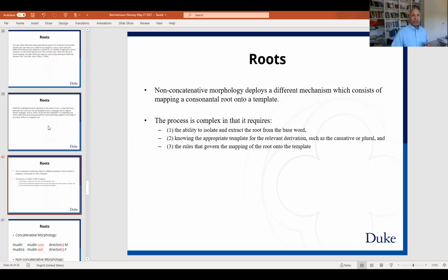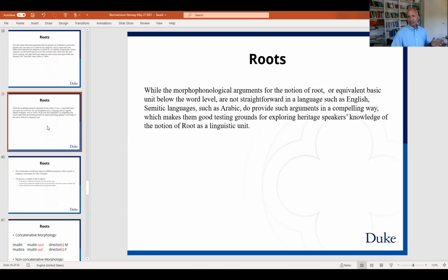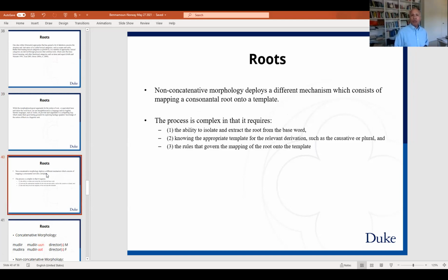Here are some things when you look at the roots. Arabic, as you know, has these systems: concatenative, non-concatenative. But if you want to derive an Arabic word, you need three things, at least. You need the ability to extract and isolate the root from the base word, so to zero in on the root when you get it. You need to understand what is the appropriate template for the relevant derivation. For example, is this a causative verb? Is this a plural noun, or what have you? And the other thing is that you need to know the rules that govern the mapping from the root to the template. So you need to have a computational system to do that kind of correspondence between the root and the template.